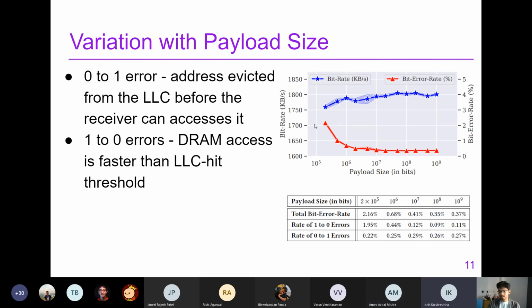In the paper, they said that the bit rate goes down because we're able to pull the cache replacement policy and prefetcher well. But while explaining these errors, they haven't justified why, in particular, DRAM access is faster as the payload increases. So I'm also not sure about this.